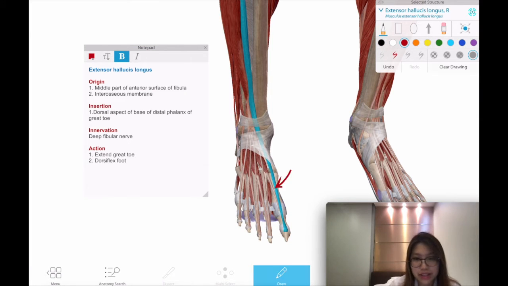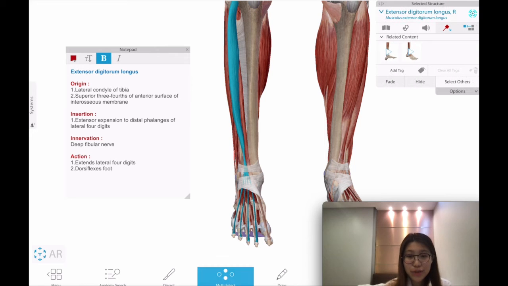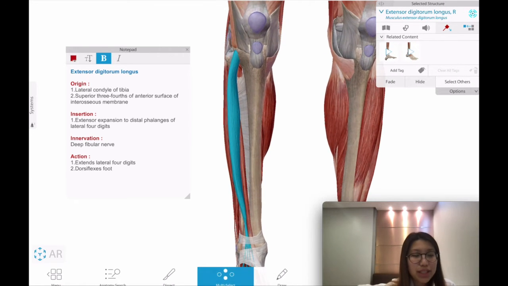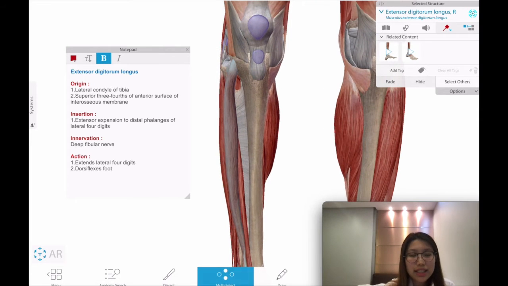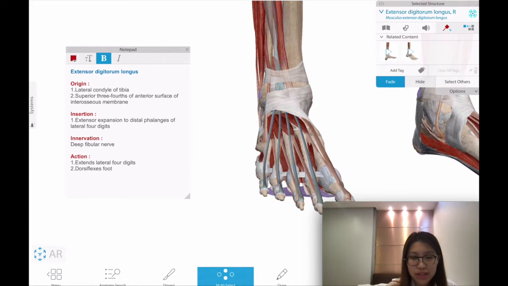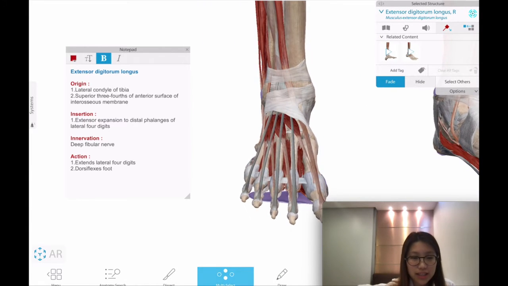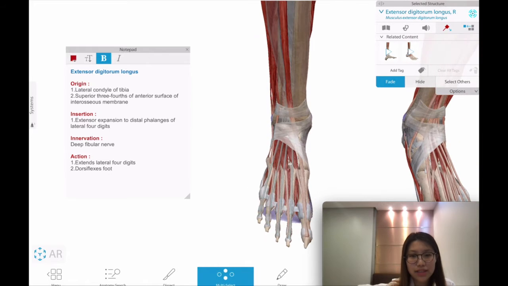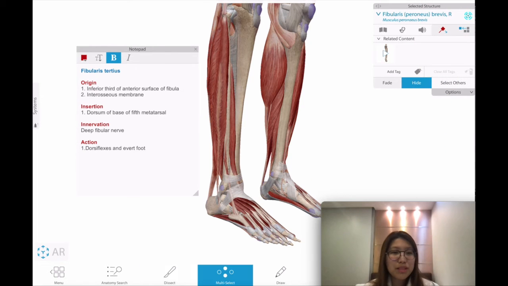This is the extensor digitorum longus, and it originates at the lateral condyle of the tibia and the superior three-quarters of the anterior surface of the interosseous membrane, and it inserts at the extensor expansion to the distal phalanges of the lateral 4 digits. It is innervated by the deep fibular nerve, and its action is to extend the lateral 4 digits and to dorsiflex the foot.